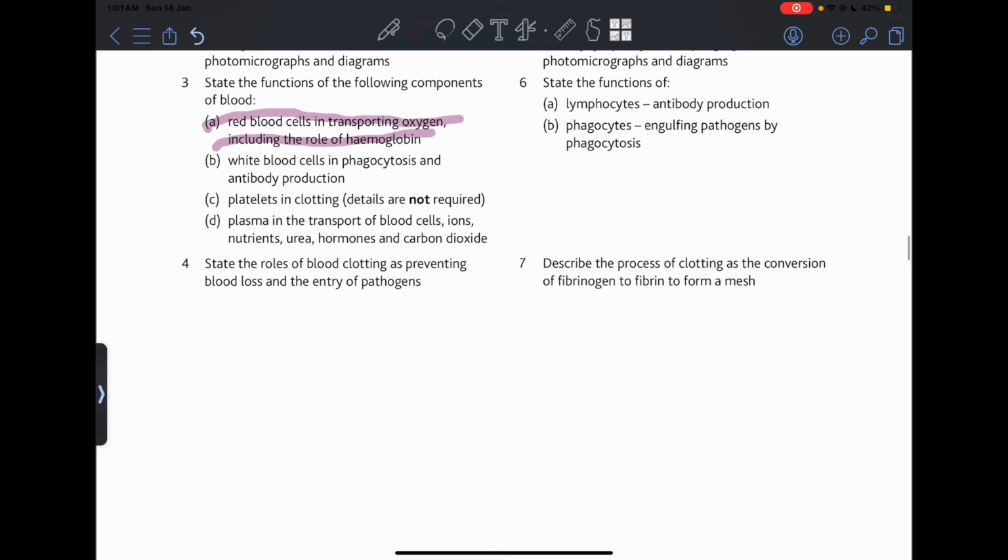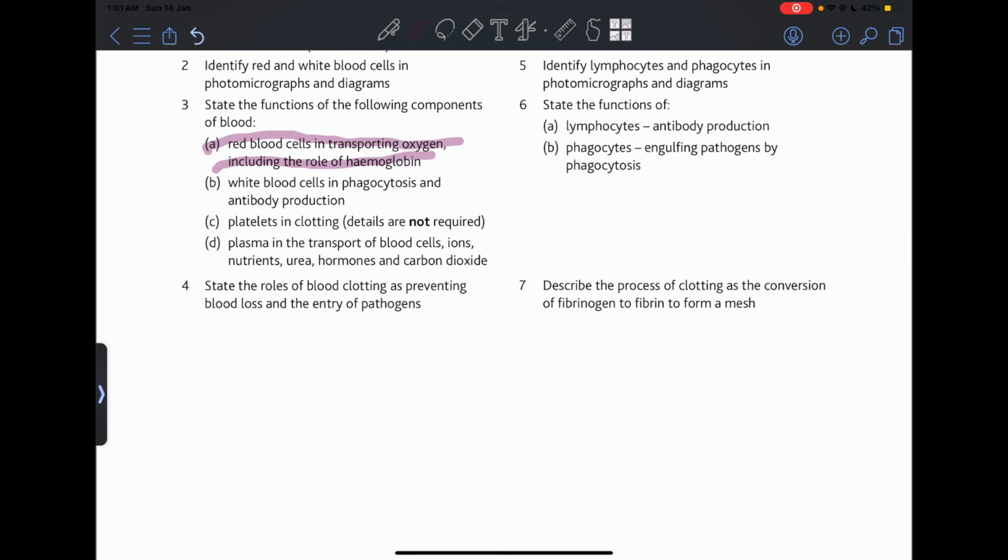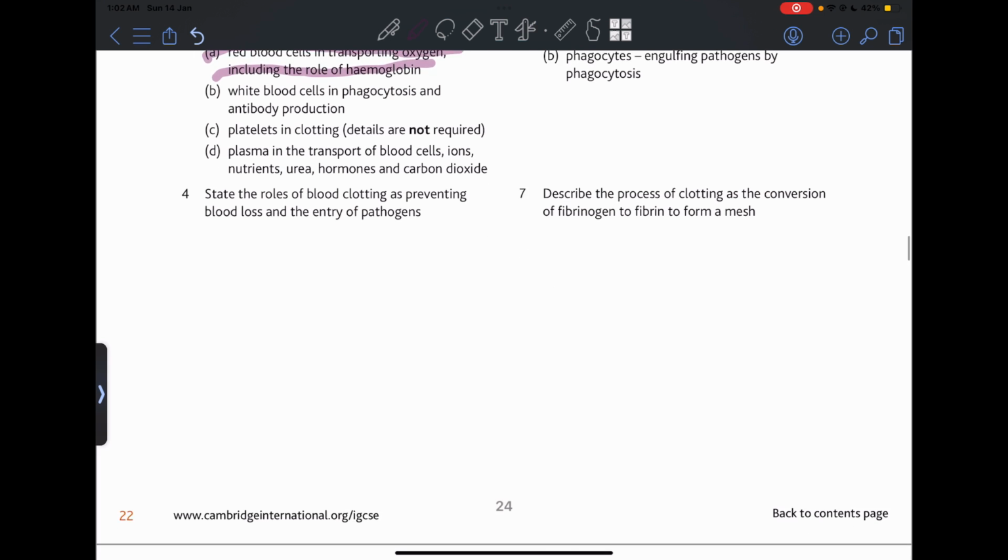In the old syllabus, we used to say the platelets' process in clotting, but it is not required anymore in this new syllabus. You can check out my new syllabus changes. I made a video about that if you're entering exams from 2024 and upwards.